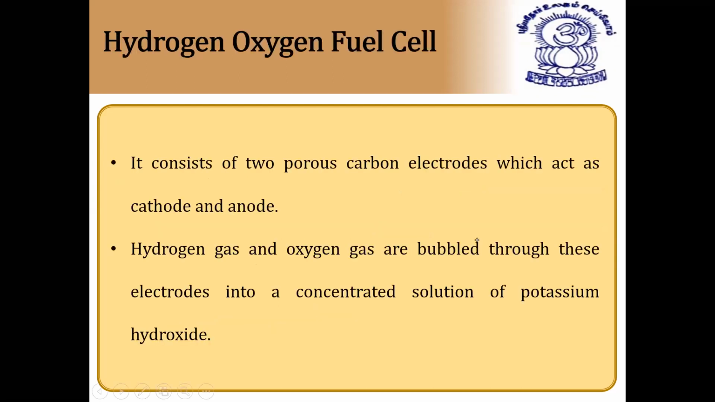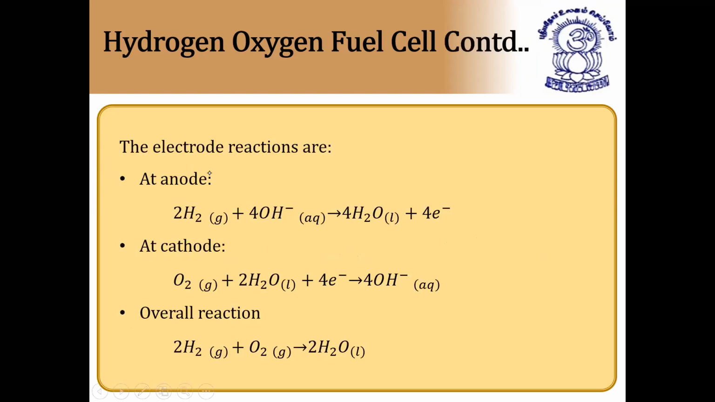It consists of two porous carbon electrodes which act as cathode and anode. The cathode and anode are taken in a container, and hydrogen gas and oxygen gas are bubbled through these electrodes into a concentrated solution of potassium hydroxide. When you release hydrogen gas and oxygen gas into the potassium hydroxide solution, they undergo combustion and give a lot of energy, and that energy is used for the production of electricity.